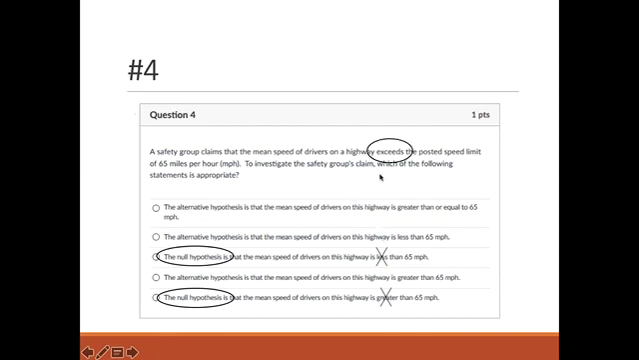The second thing I noticed is here, we're interested in this claim that we're exceeding the posted speed limit. So we should be looking for a greater than alternative, and it's this one here. The alternative would be that the mean speed of drivers on this highway is greater than 65. That's what the exceed signals for us.